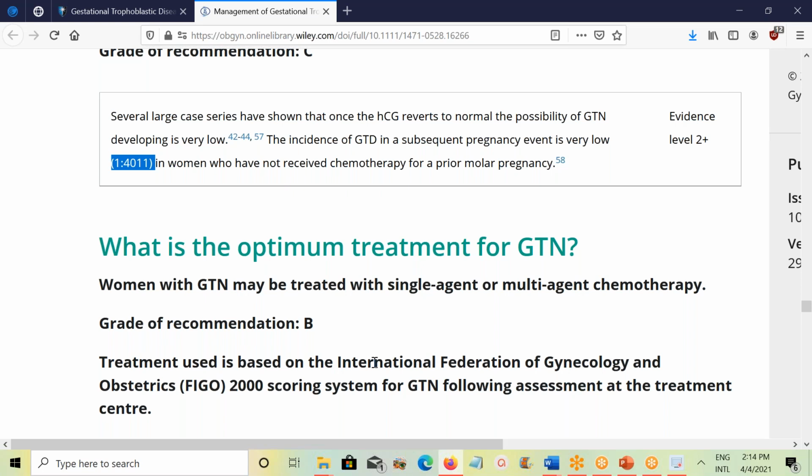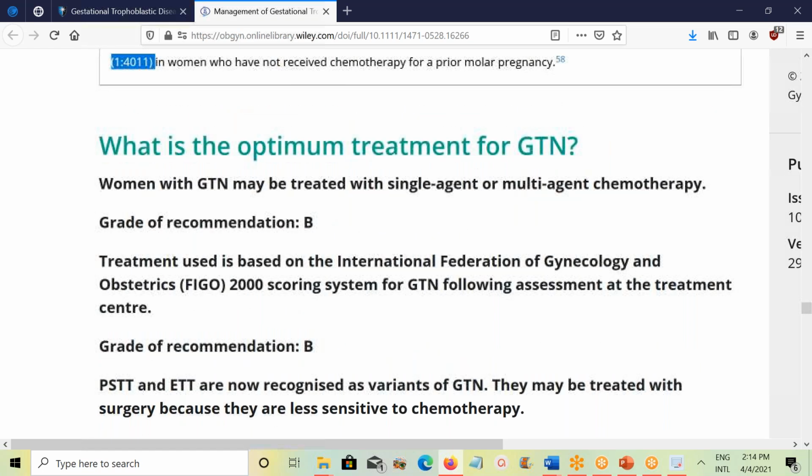But here we had a molar, and in this molar the risk score was very low, so she didn't merit chemotherapy. So for that patient, we don't have to offer follow-up. We will tell her that she has no risk of GTD after the next pregnancy, so we will not offer her the follow-up.